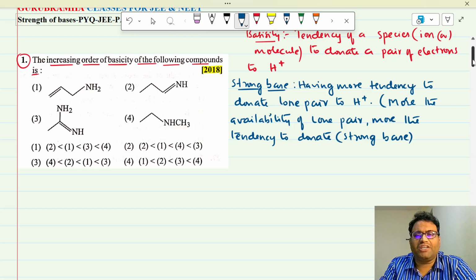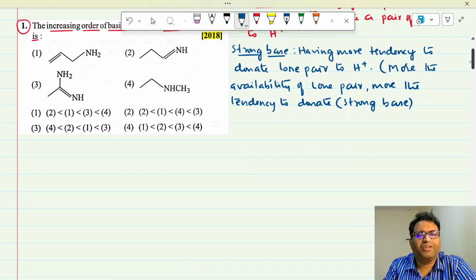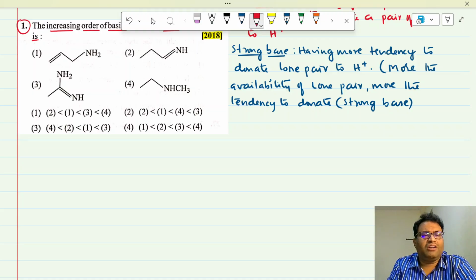Here, four options are given. Let us see among these four options. In the first option, what is given? CH2 double bond CH CH3, okay, CH2, right? NH2 here.